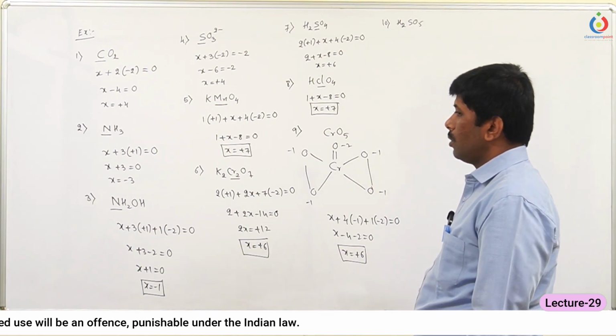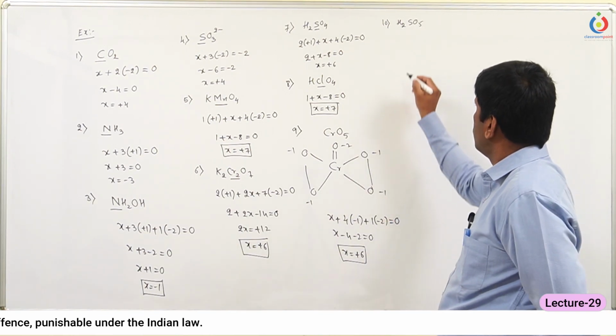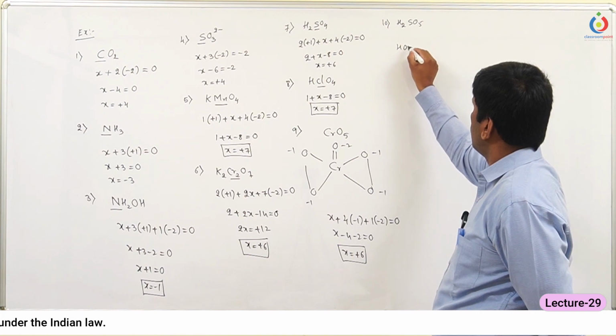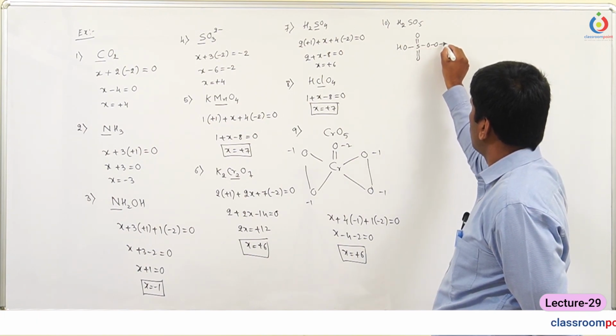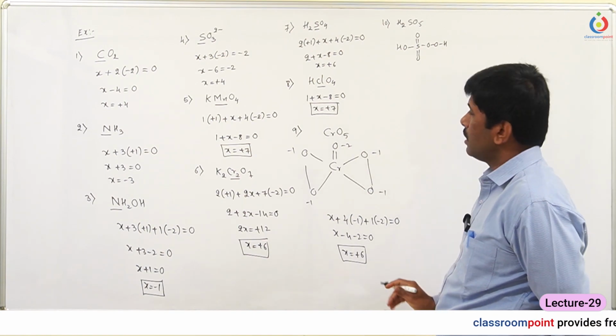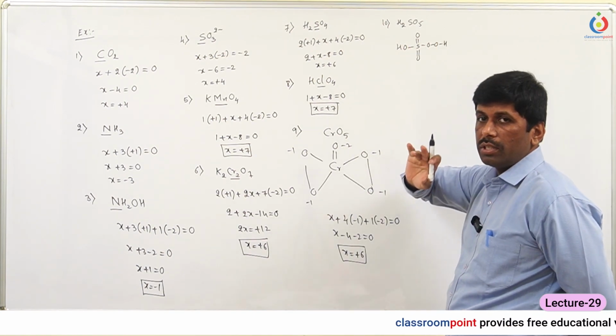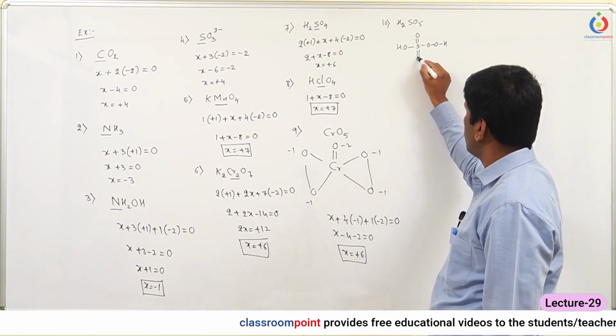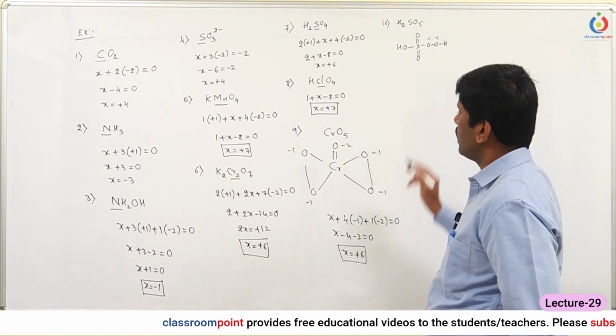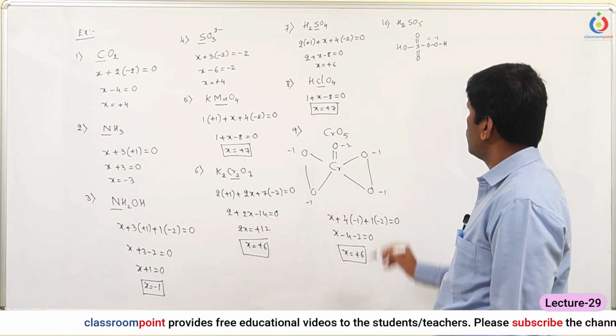H2SO5, so peroxomonosulfuric acid. Its structure, see here, has a peroxy bond. Out of 5 oxygens, 3 are of one category and 2 oxygens are of another category. This means these 2 oxygens are carrying only the minus 1 oxidation state here.